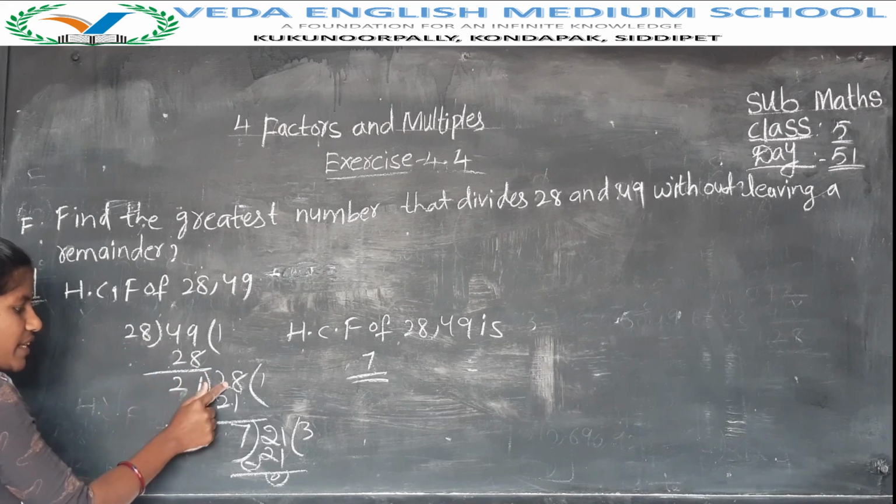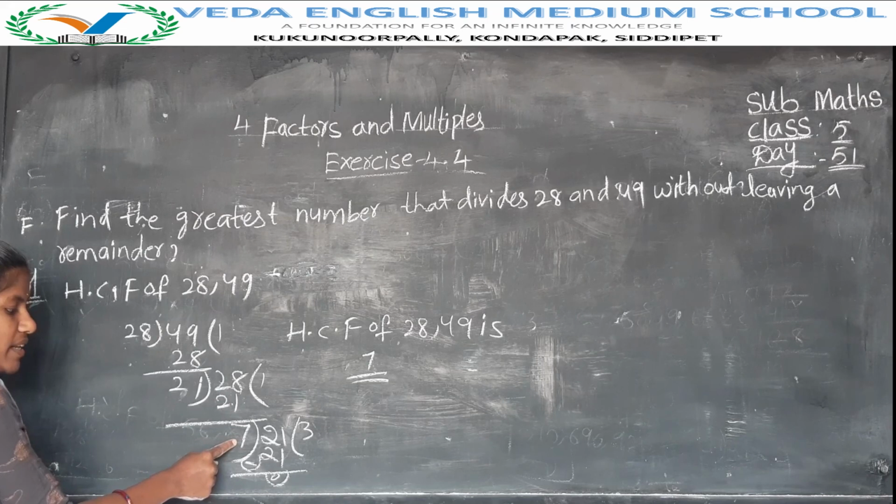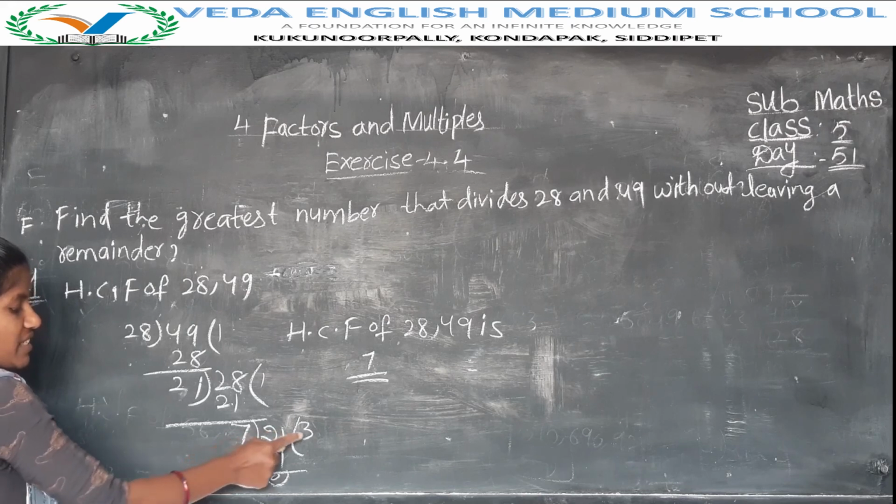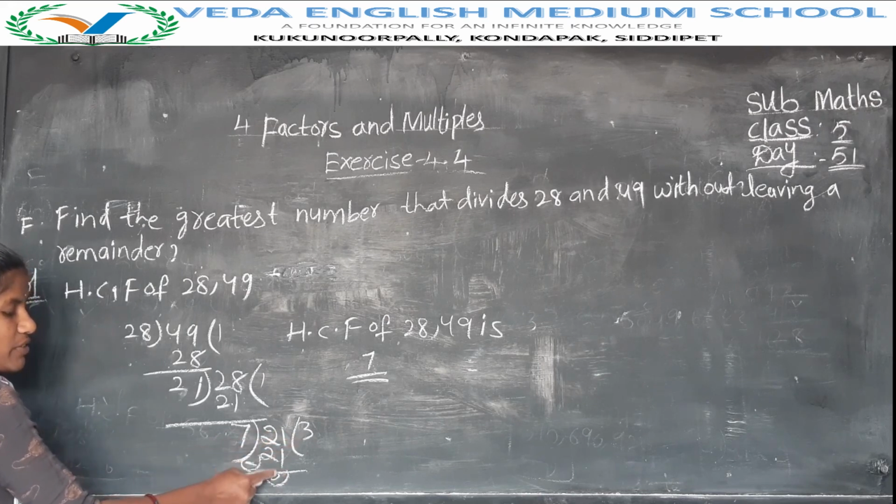First division is 28. I have taken here 28 ones are 21. Here also you did not get the remainder as 0. So you have to take the second divisor as dividend. Second divisor is 21. 21 is divisible by 7. That is 3 times 7 is 21. 21 minus 21 is 0.